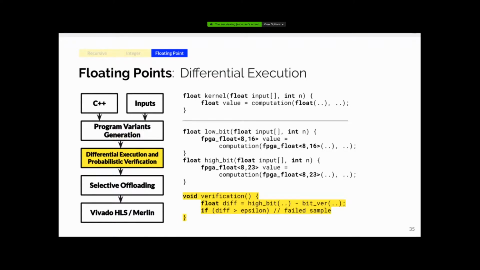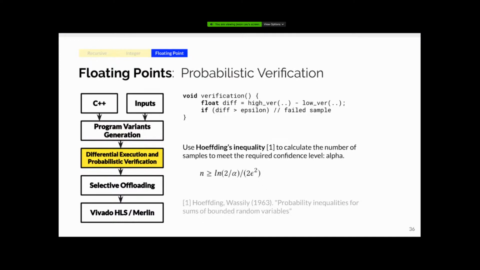We call this one sample of verification. So apparently, one sample is not sufficiently reliable. Therefore, we use Hoeffding's inequality to calculate the minimum number of required samples to achieve our confidence level probability.